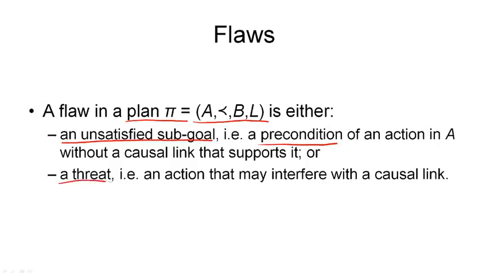And the second type of flaw is a threat. So that's what we've just seen, an action that may interfere with a causal link. And that's it. That's all the types of flaws we need to consider.